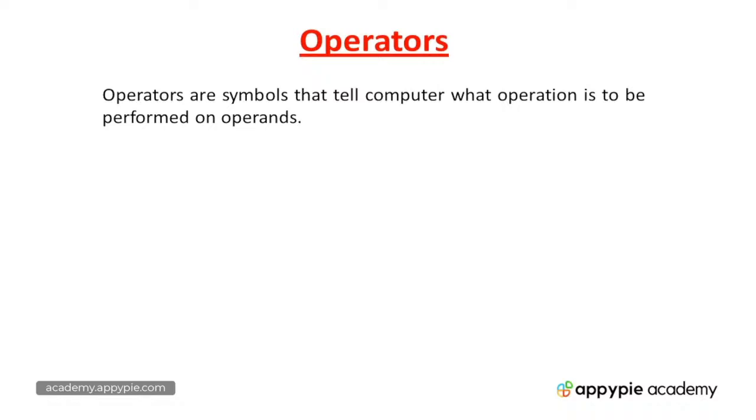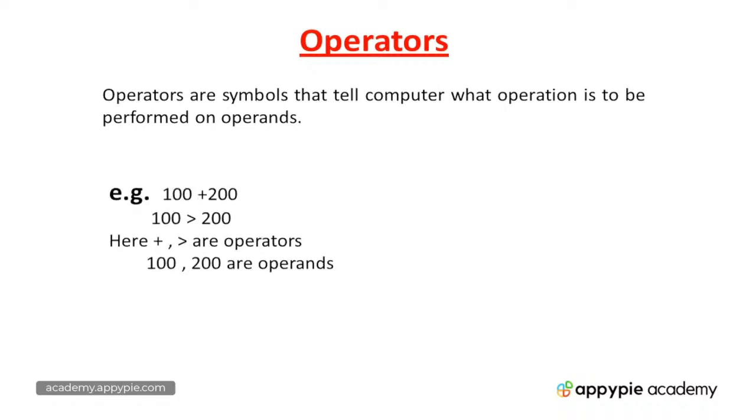What operation is to be performed on operands. By operands we mean constant values or variables upon which we want to do the operations. For example, 100 plus 200. Here 100 is the operand, 200 is also the operand, and plus is the operator.